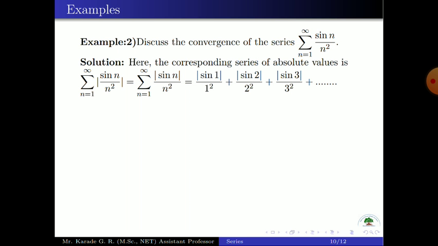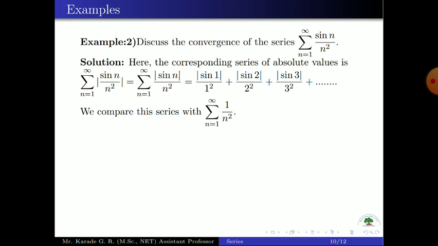So n square is always positive, so it is not necessary to write mod for n square. We write modulus only for the sine function. So summation n equal to 1 to infinity of mod of sine n upon n square, and writing all the terms of this series, it is equal to mod sine 1 upon 1 square plus mod sine 2 upon 2 square plus mod sine 3 upon 3 square plus dot dot dot.